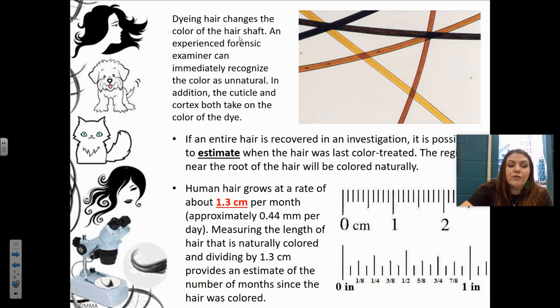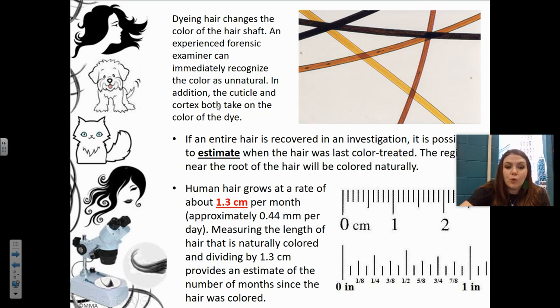Dyeing hair changes the color of the hair shaft. So seeing these different colors, an experienced forensic examiner can immediately recognize color as unnatural or not. I don't expect us to get to that level of sophistication, but if you were getting really good at analyzing hair, you'd be able to tell that's not a normal hair color. That is definitely a fake brown, a fake red, a fake blonde.